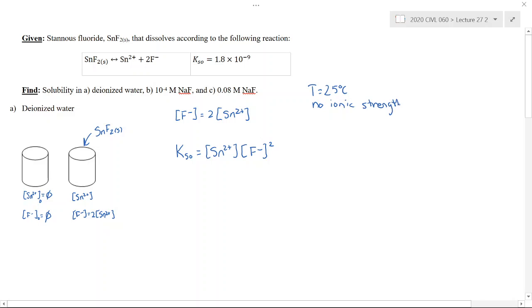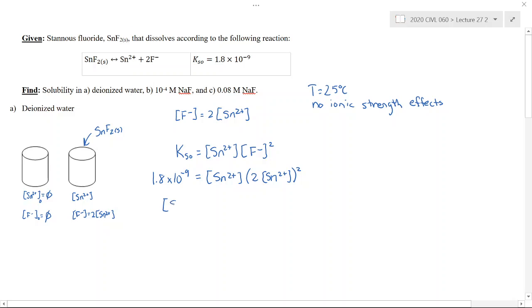And the reason I don't have ionic strength effects is because I'm starting with deionized water and making the assumption that the amount of stannous fluoride that dissolves is going to be pretty small. Okay, so let's check that out. So I have my stannous that I'll leave as the variable, and I'll replace the fluoride with 2 times stannous, and this is squared. And I have my KSO, which is 1.8 times 10 to the minus 9.